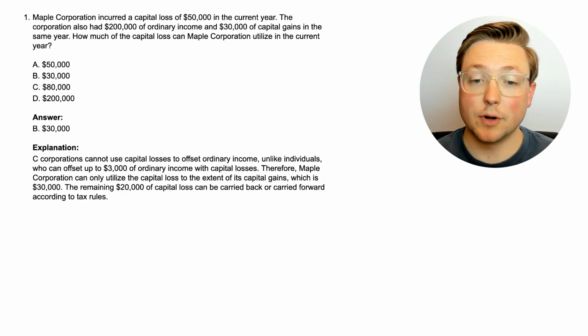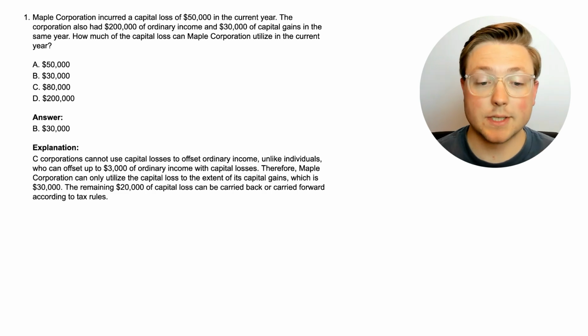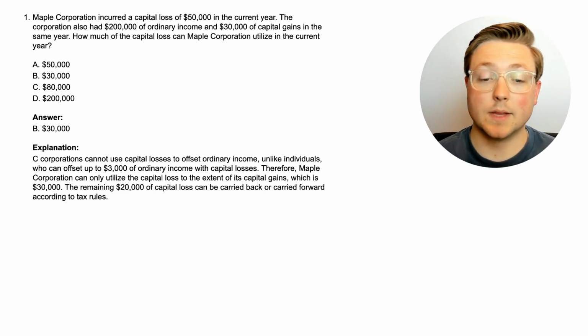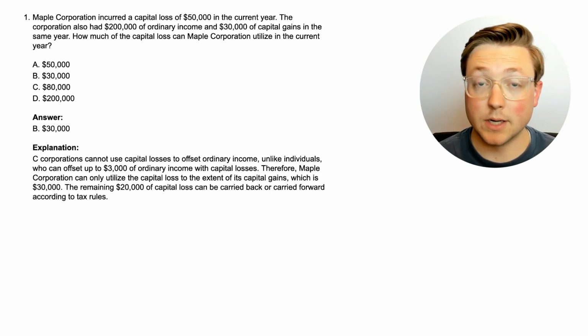Okay, and the answer is $30,000. That's how much of the loss can be used this year. C corporations cannot use capital losses to offset ordinary income, unlike individuals who can offset up to $3,000 of ordinary income with capital losses. So that could be something that might have caught you up or might have confused you if you remembered capital losses with individuals.